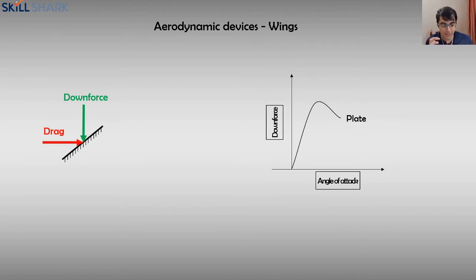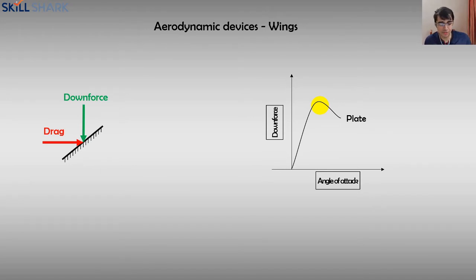Now, you have a certain plot for every single object, and in this case, after a certain angle, the plate will lose all its downforce because it can no longer sustain that flow. Flow will break free, flow becomes uncontrollable, and that is why there's a sudden drop in downforce.